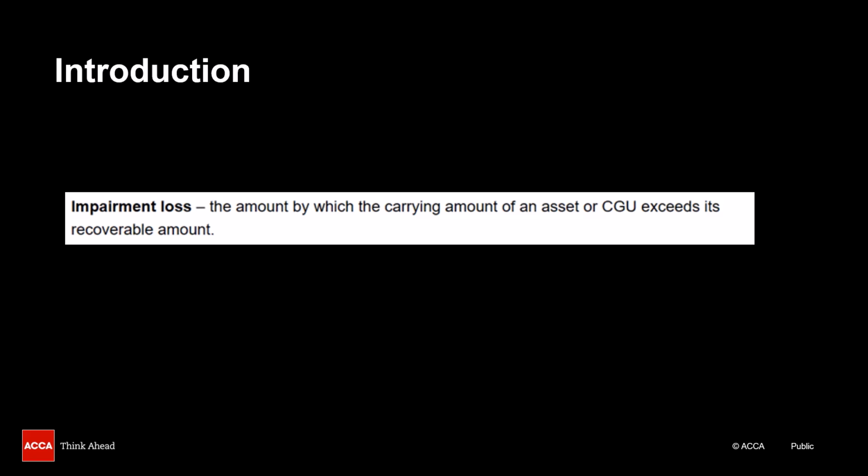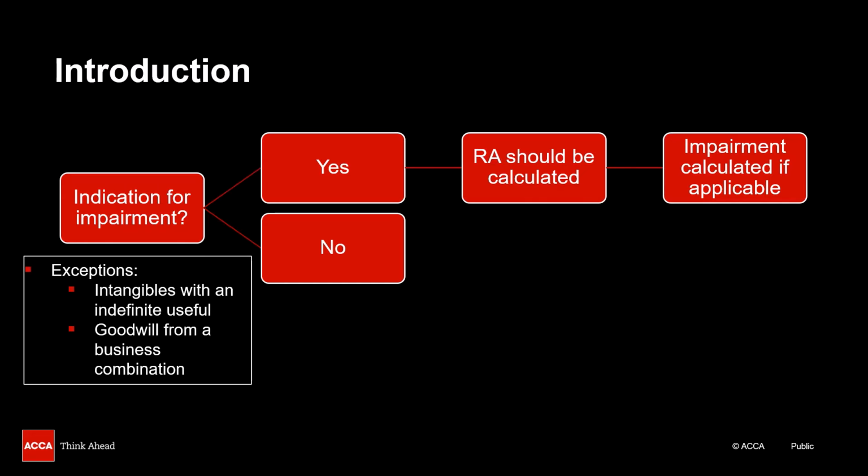But how does one establish if the carrying amount of an asset or CGU does exceed its recoverable amount? According to the standard, for most assets or CGUs, an entity should establish at each reporting period whether there is any indication that an asset may be impaired. Should an indication exist, then the entity shall estimate the recoverable amount of the asset, and the amount that the carrying amount exceeds the recoverable amount will be regarded as an impairment loss if applicable.